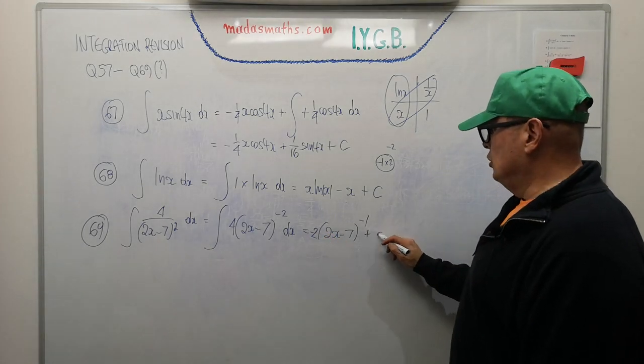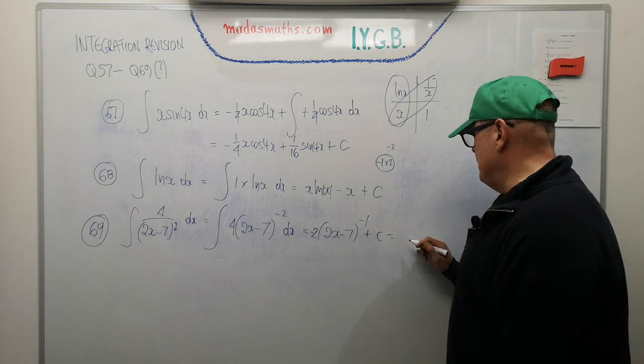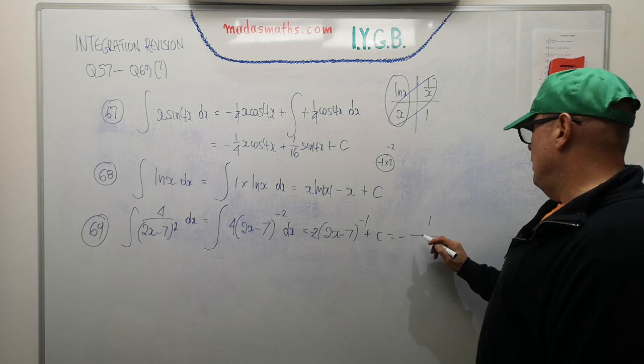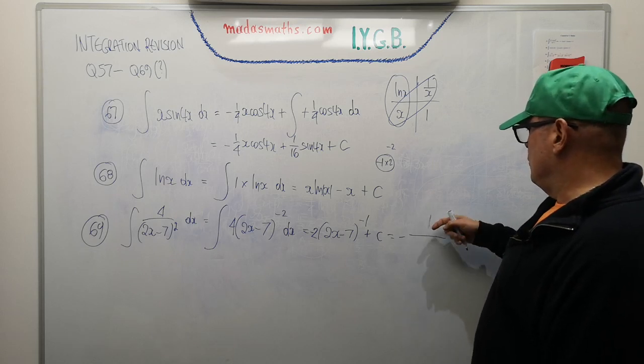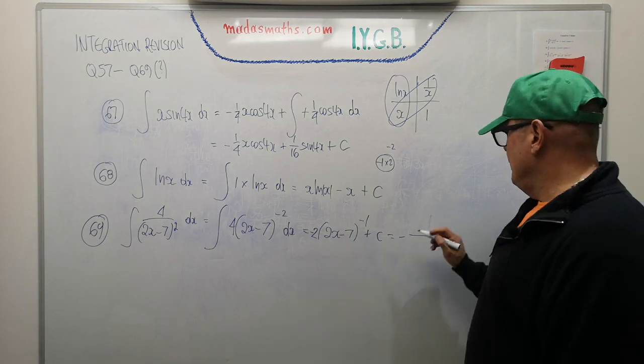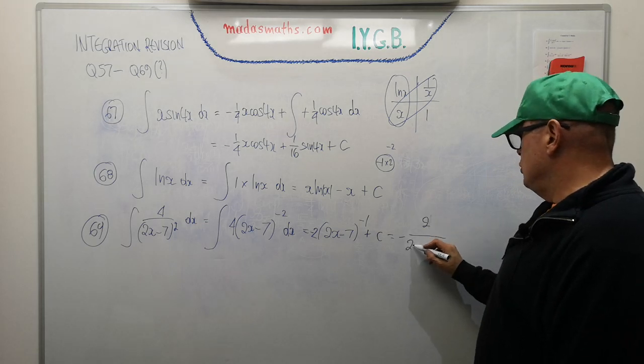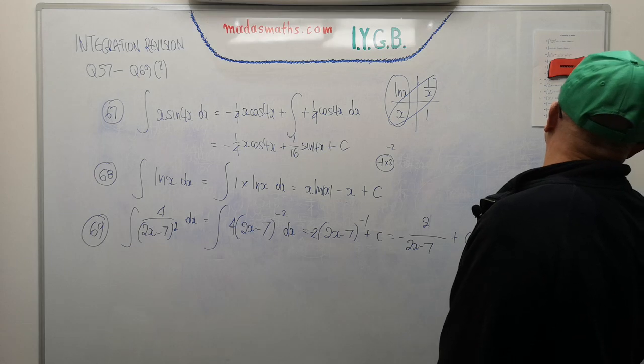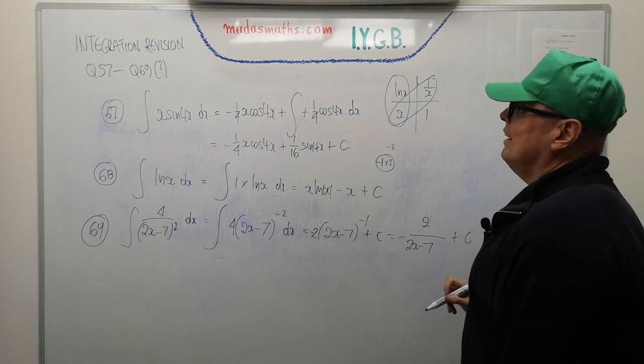And if you want, you can write it. This particular one is probably neater if you write a minus at the front, a fraction, not 1, sorry, because we've got a 2 at the front, that's that 2 there, a 2 over 2x minus 7 plus c. And this is in fact now number 69.